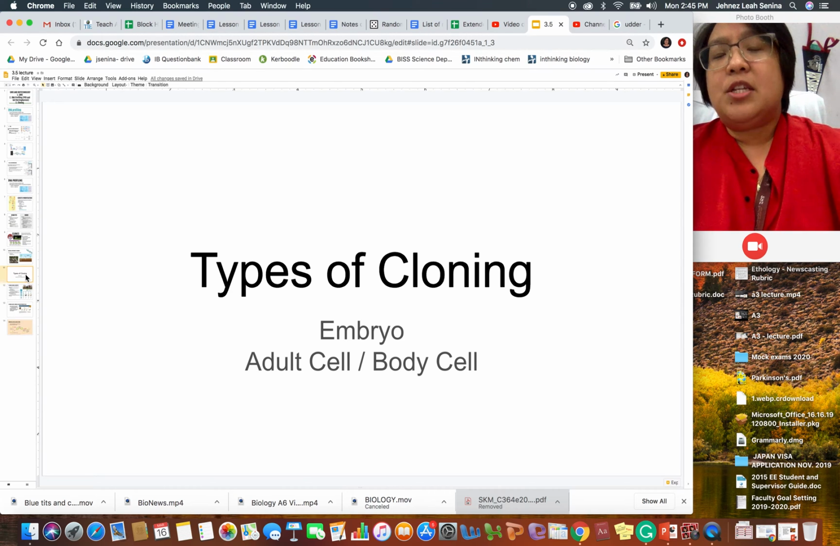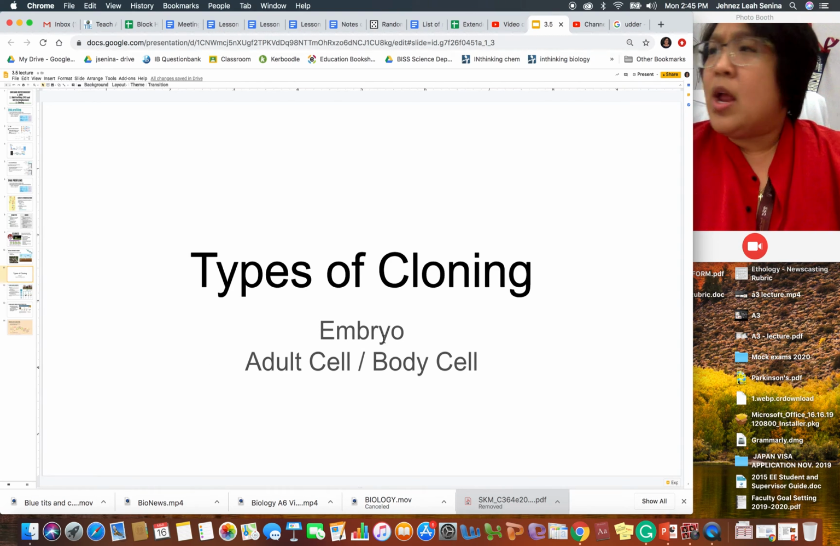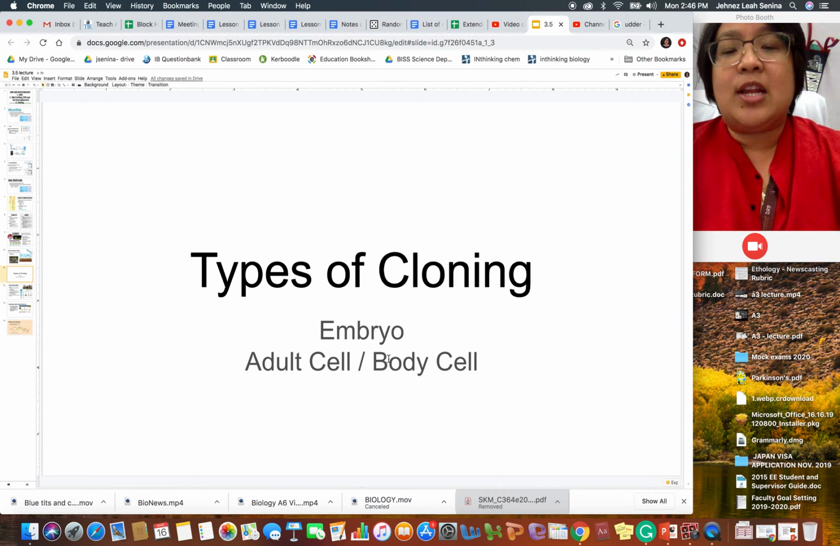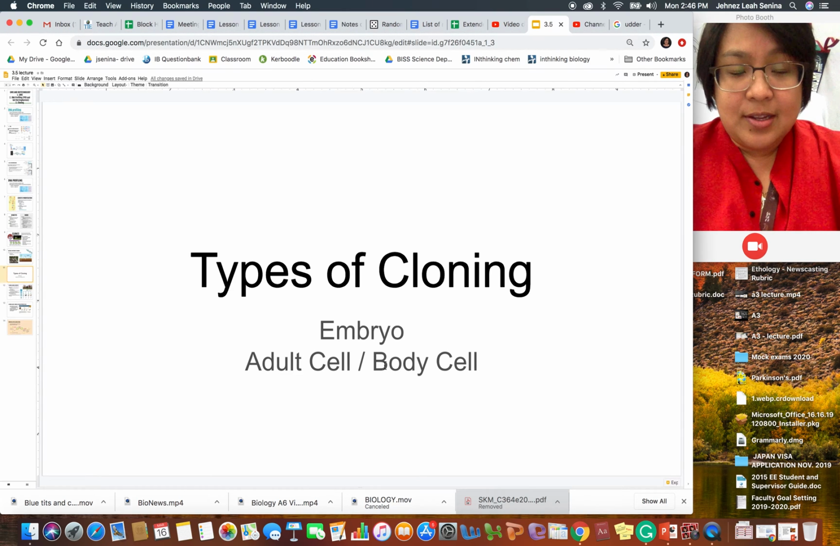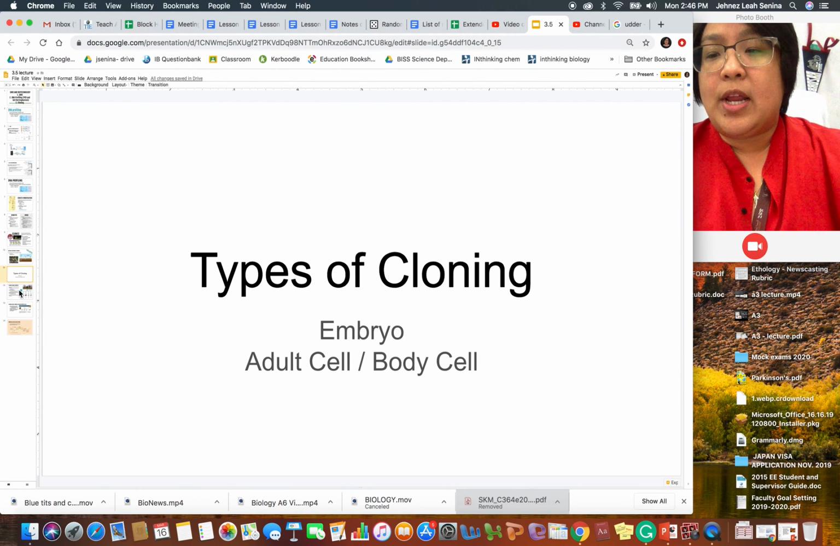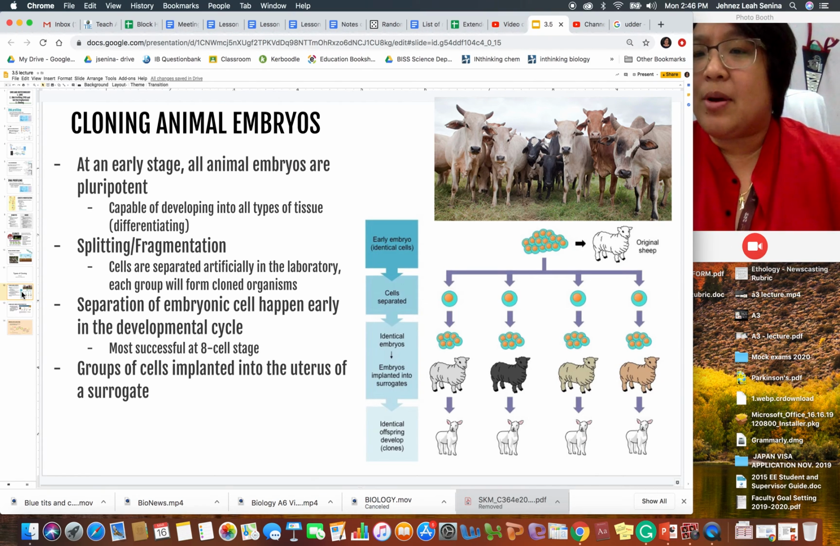There are two types of cloning depending on the source of the cell. The first one is we have an embryo. When we get our starting cell from an embryo, and then we clone it, or we get our starting cell from any body cell, and then we clone it. So we clone the embryo or we clone a body cell. Let's start with cloning an embryo. Embryonic cloning, that's the word I was thinking about earlier.